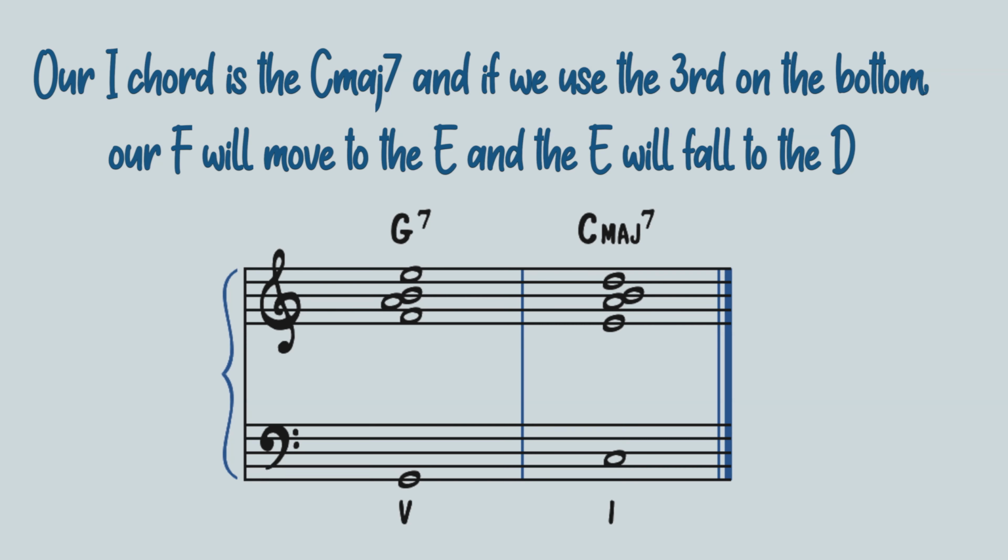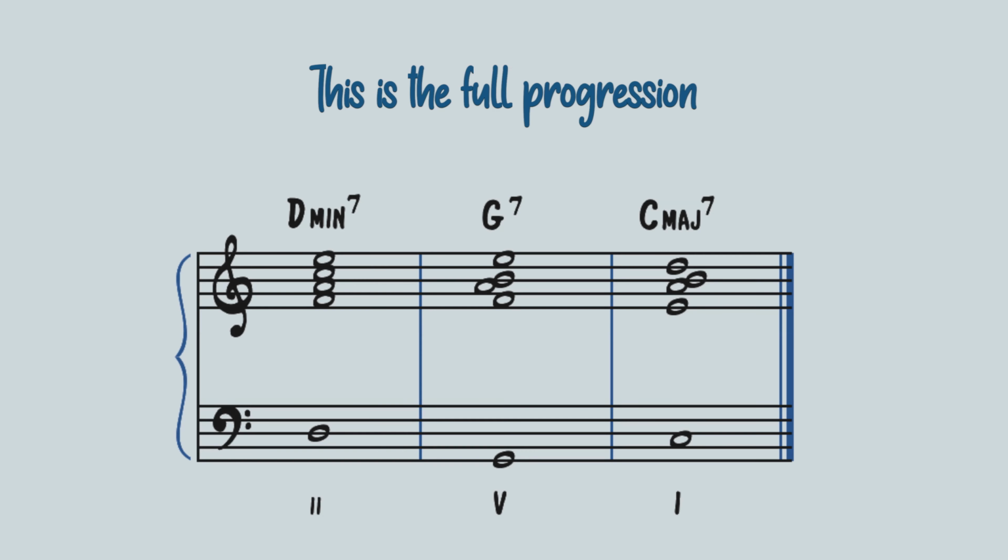Our 1 chord is a C major 7, and if we use a 3rd on the bottom, our F will move to the E, and the E will fall to the D. This is the full progression.